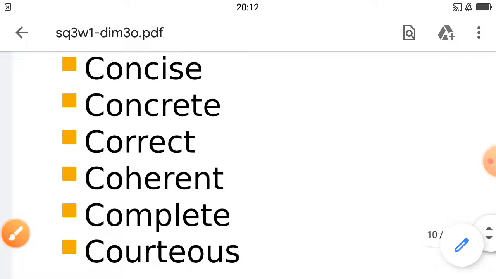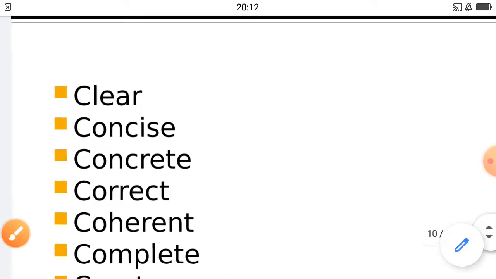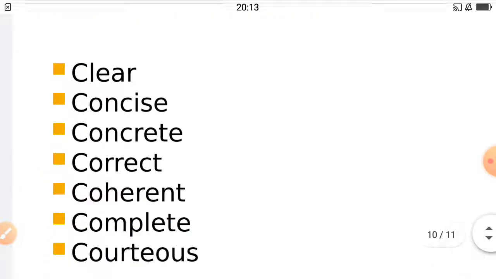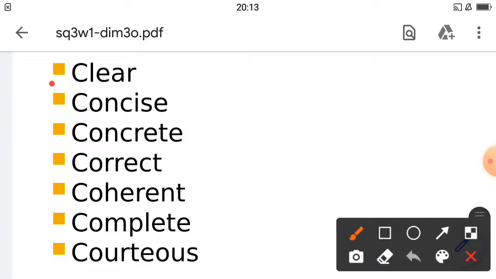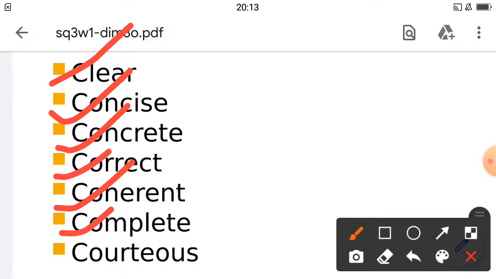So we need to keep in mind that these are the 7 C's of effective communication: clear, concise, concrete, correct, coherent, complete, and courteous.